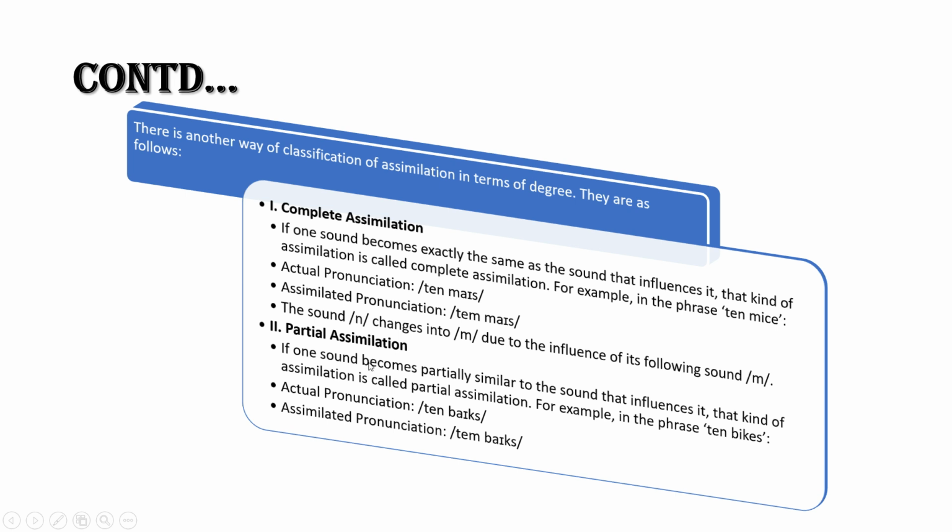But in partial assimilation, the sound is partially changed. Not completely changed, or not completely similar to the sound which has influenced it, but partially similar. That's why it is partial assimilation. So these are the two types of assimilation in terms of the degree of it. This is another way of classification of assimilation.